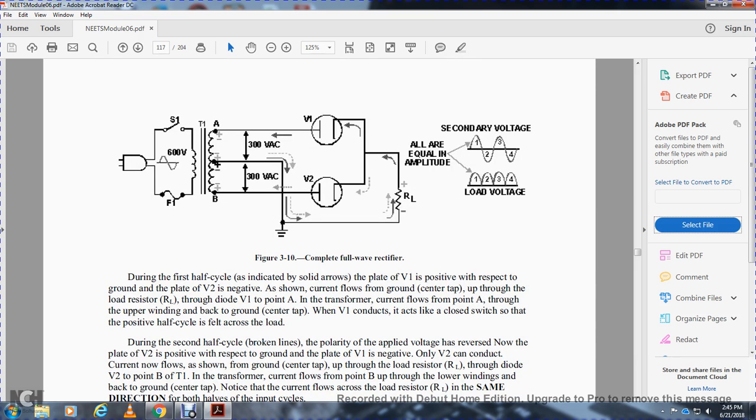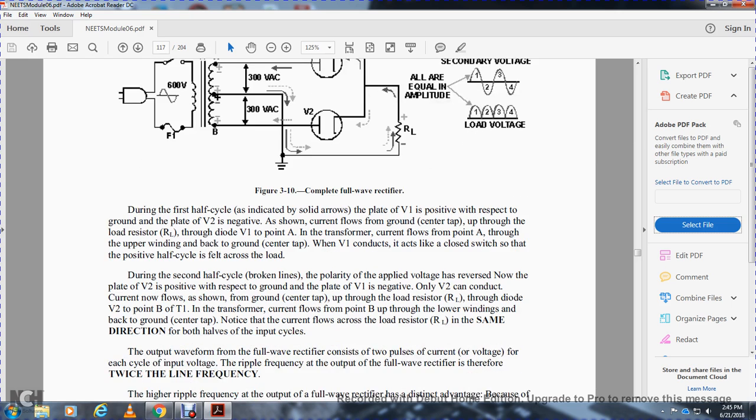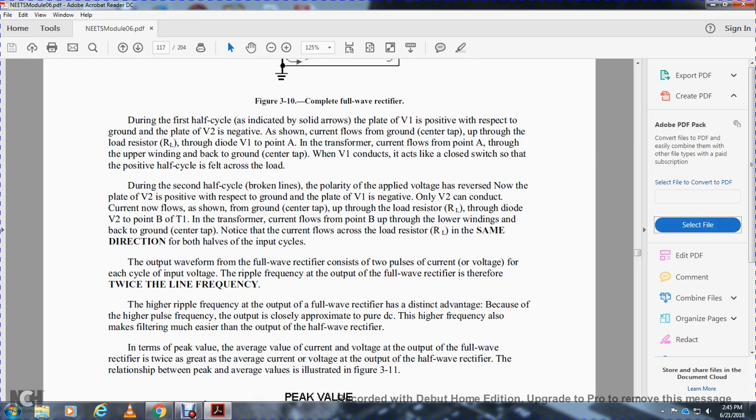The plate of V1 is positive with respect to the ground, with the plate of V2 negative. The current flows from the ground center tap of the load resistor to the diode V1 at point A, through the upper winding of the transformer back to the ground center tap. V1 conducts, acting like a closed switch, so the positive half cycle falls across the load. During the second half cycle, shown by the broken line, the polarity is reversed.